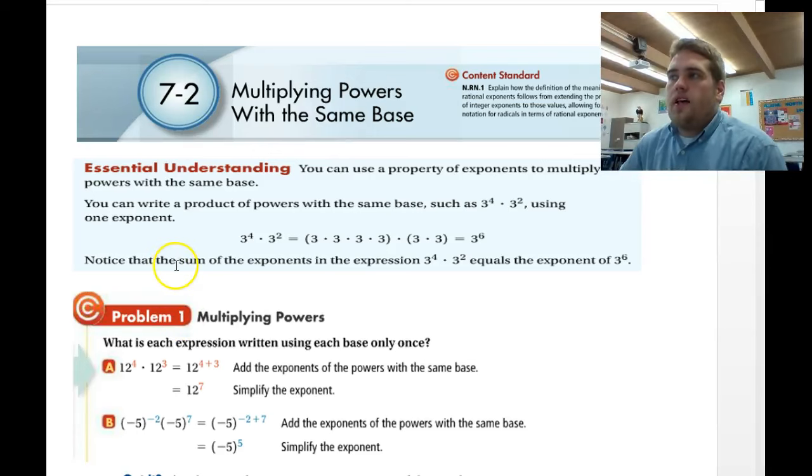Okay guys, this is 7.2, multiplying powers with the same base, okay? And so basically what we're doing is we're just taking what we learned in 7.1 and adding a little twist to it. In 7.1, if you remember, we were just worried about negatives and positives, okay? And today all we're working with is just basic addition and subtraction.